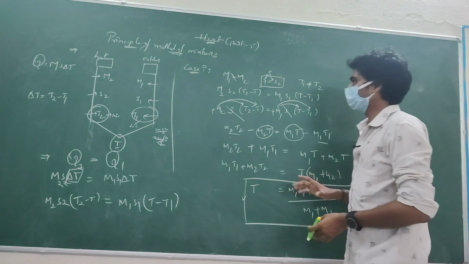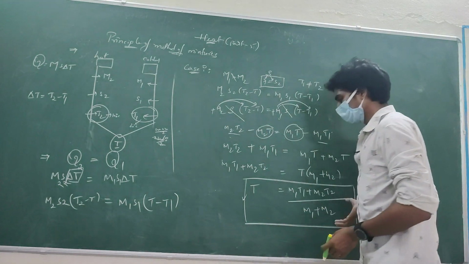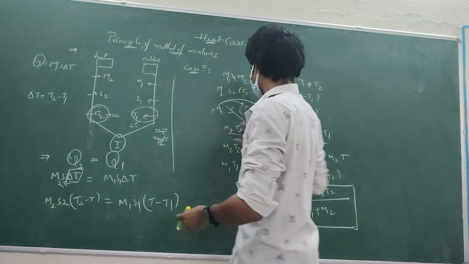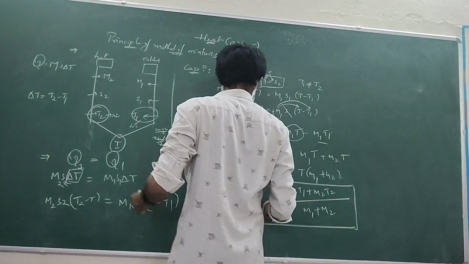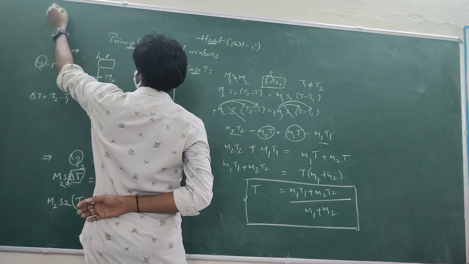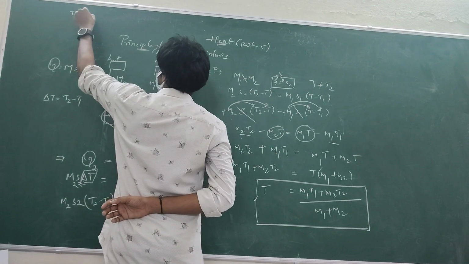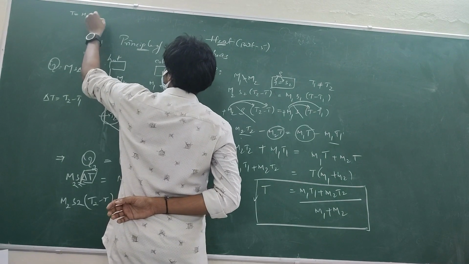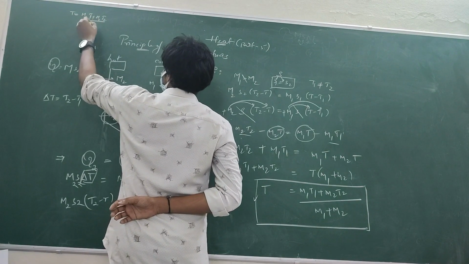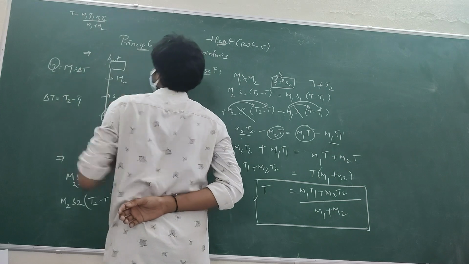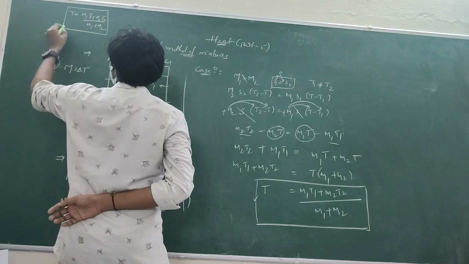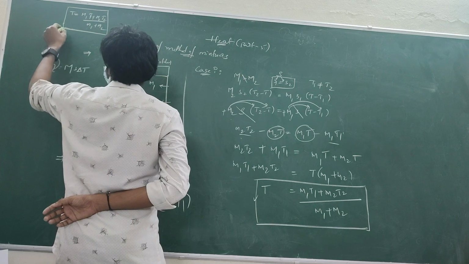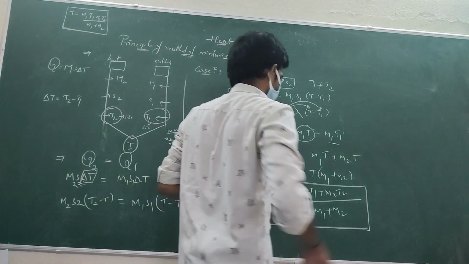Clear? So this is one of the formulas. Let's write this formula here. This is very important. If you wish, you could easily note it down. So I would like to write like this: for case 1, we got a formula, T is equal to M1 T1 plus M2 T2 by M1 plus M2. The usage of this formula, I will tell you about while doing the problems.